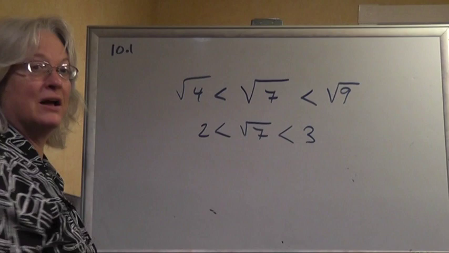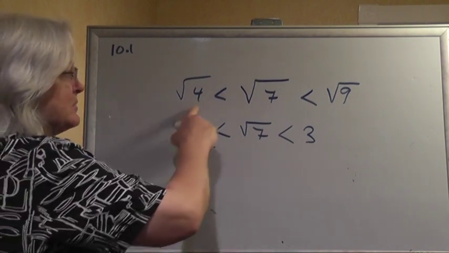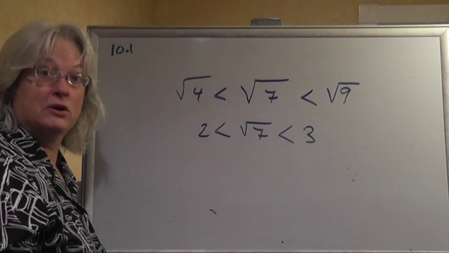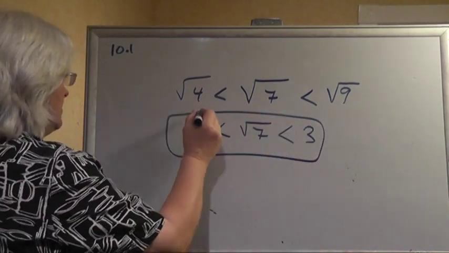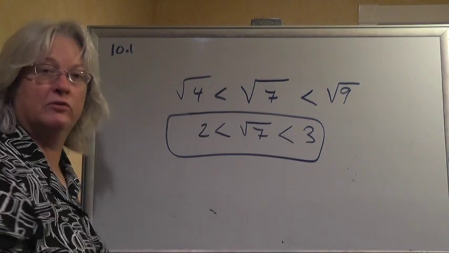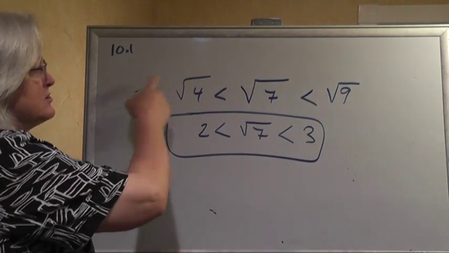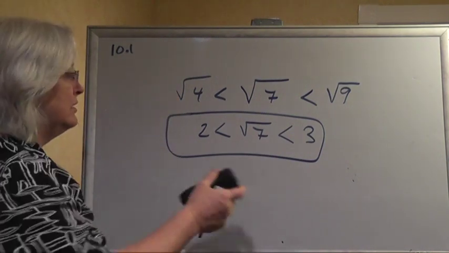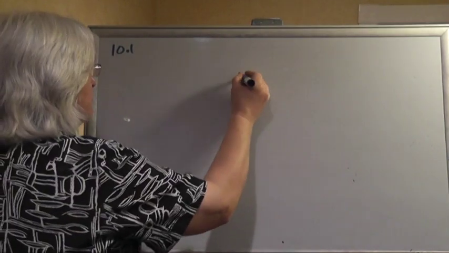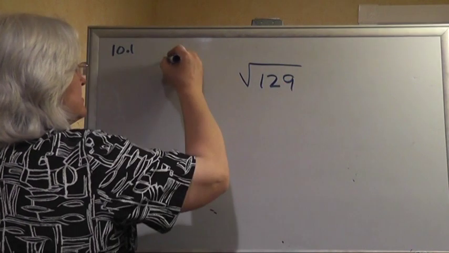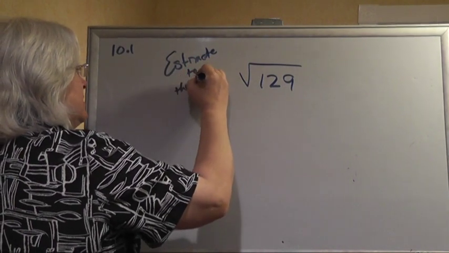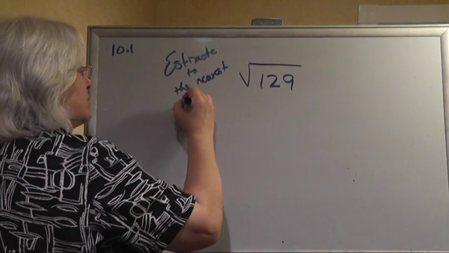So you might not know exactly what the square root of 7 is if you don't have your calculator, but just by your knowledge of perfect squares, you know that the square root of 7 is somewhere between 2 and 3. And that's all that they want you to do when they ask you a question, such as example number 2. This says, estimate the square root of 129 to the nearest integer. This one's real straightforward. Square root of 7 is between 2 and 3. Is the fact that we say square root of 129 any more difficult? Okay, this one says, estimate to the nearest integer.